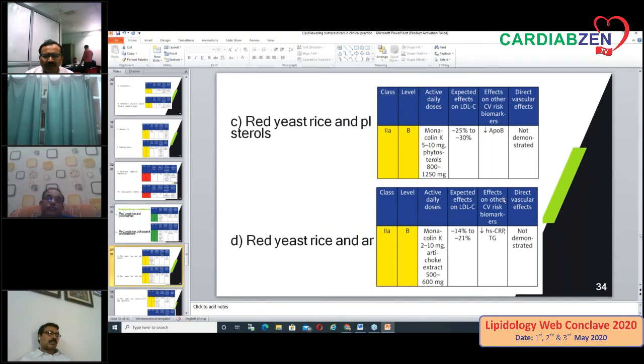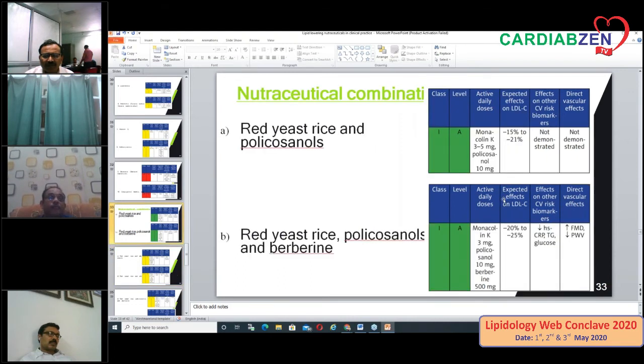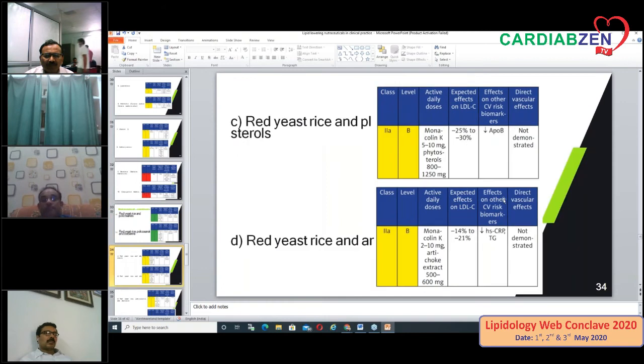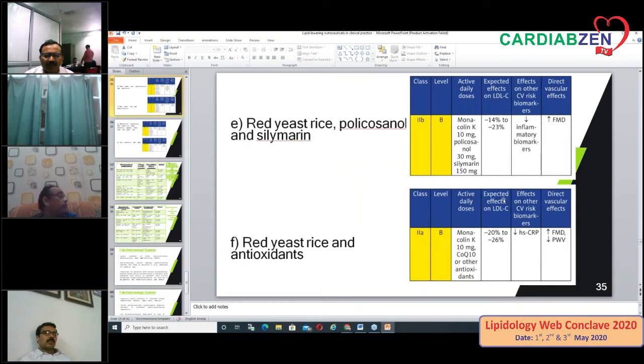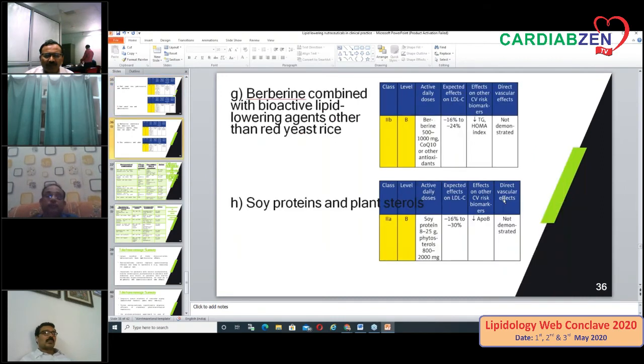Say for example, red yeast rice. So what we can learn is that red yeast rice is good. So I just go to my previous slide. So you can see that approximately 25% reduction in the LDL cholesterol is there with red yeast rice and berberine. So they are worth using the moment we want to consider lowering the LDL cholesterol. So there are other benefits of red yeast rice and antioxidants.